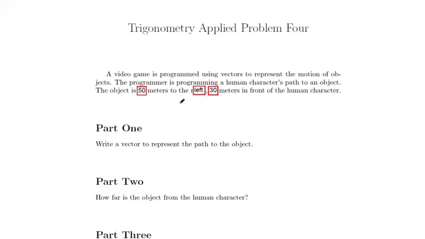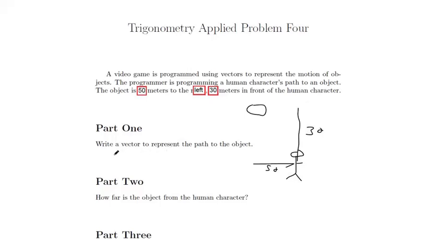So it changes the numbers a little bit, but we got a programmer. It's probably a human character's path to an object, and it says the object is 50 meters to the left, 30 meters in front of the character. So that implies that the character is looking in a certain direction, and the object, which is just going to be this circle, is 50 meters to the left, and then 30 meters in front. Okay? And then you land at the object.